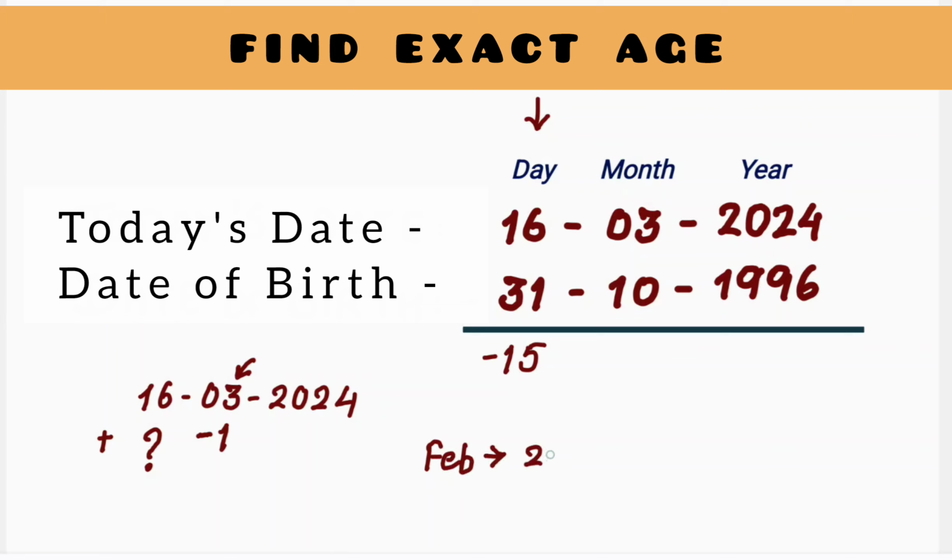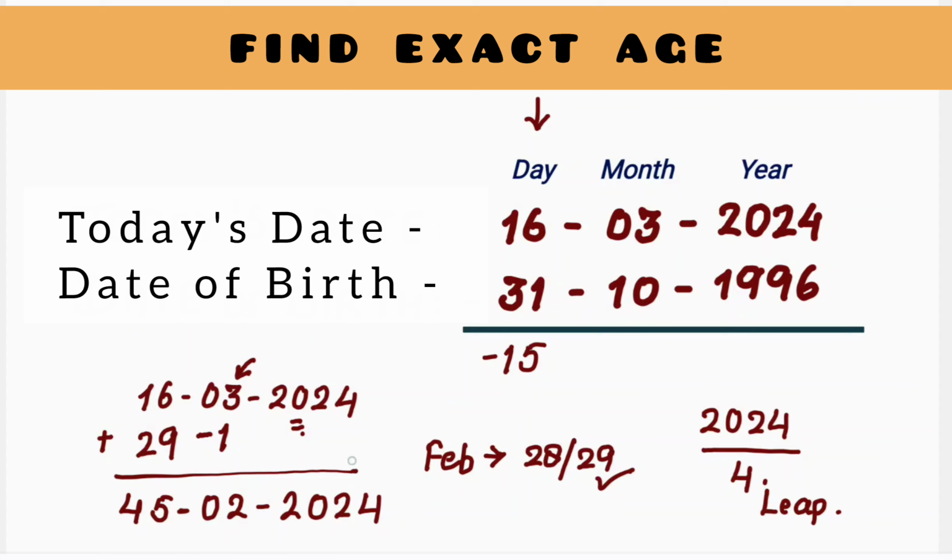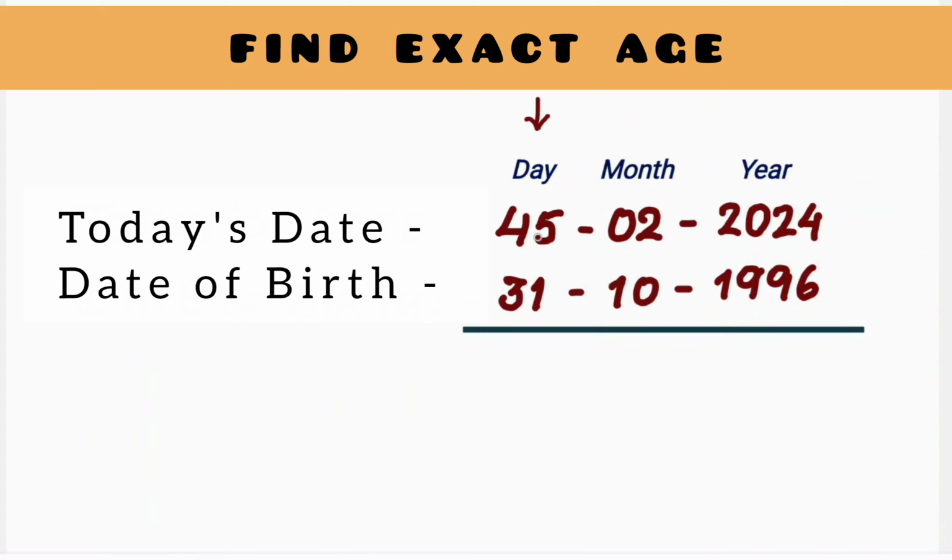Now, February can have 28 or 29 days based on the year. So, the year 2024 is divisible by 4, so this makes it a leap year. That means February will have 29 days. The new date will be 45 to 2024. Put this date here. Now 45 minus 31, 14.